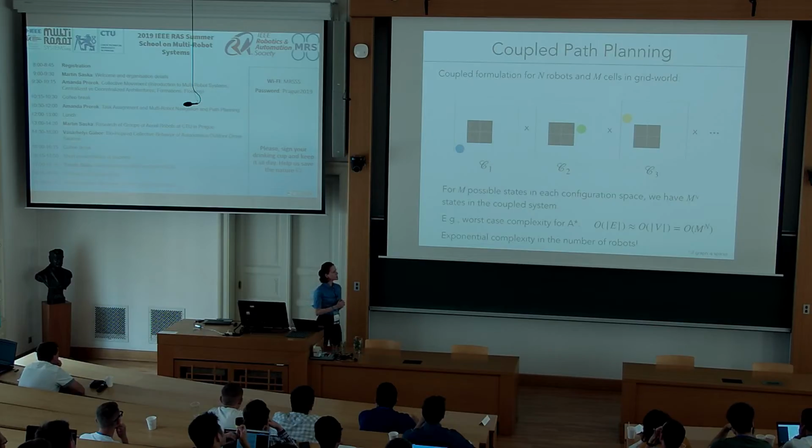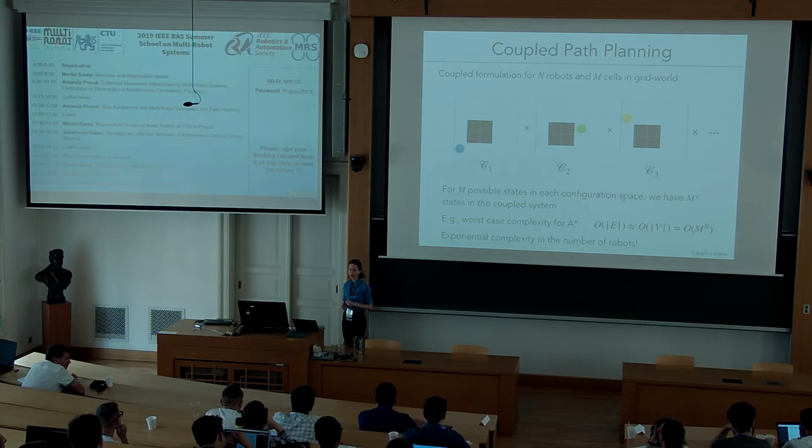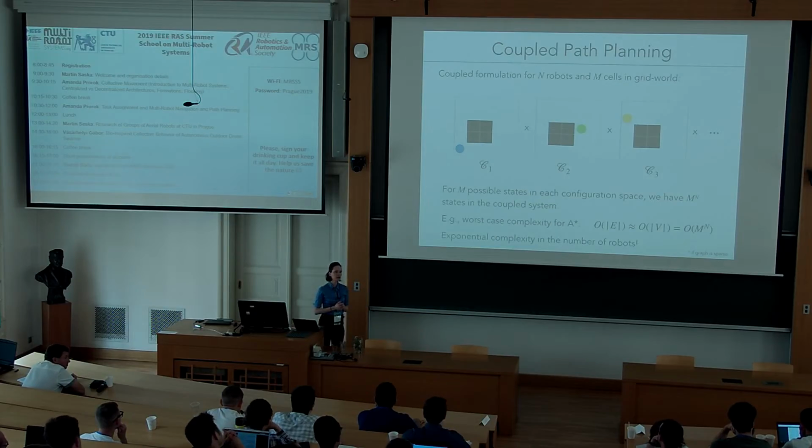And the meaning of this is that we can only solve this in real time or with timing guarantees for very small robot systems. And that is why we hardly ever use the coupled path planning algorithm to solve path planning problems for robot teams.